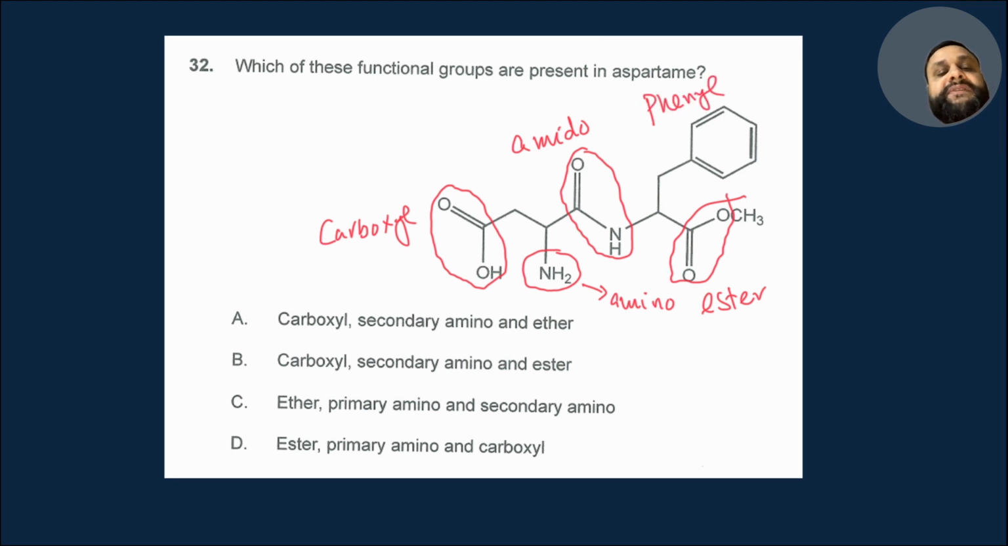So let's start reading the statements. Option A, carboxyl, yes. Secondary amino, no, this is a primary amine because nitrogen is directly attached to 1 carbon. So A is not the answer. B, carboxyl, secondary amino, and ester. No, again, we're looking for primary amino. C, ether, primary amino, and secondary amino. We don't have ether. We have ester. So D, ester, primary amino, and carboxyl. So D is the correct answer.